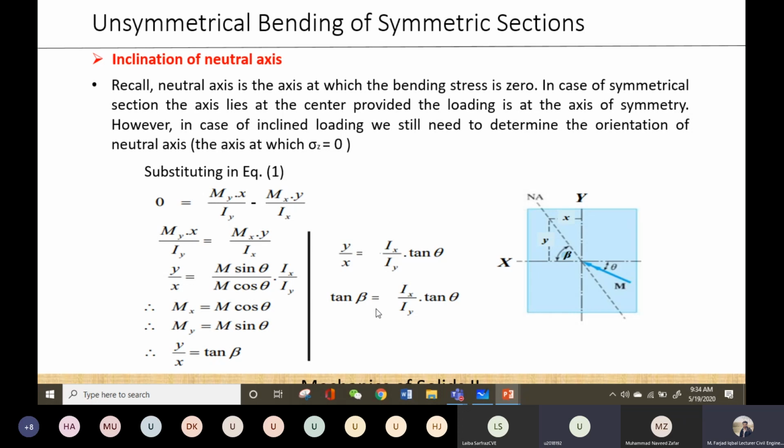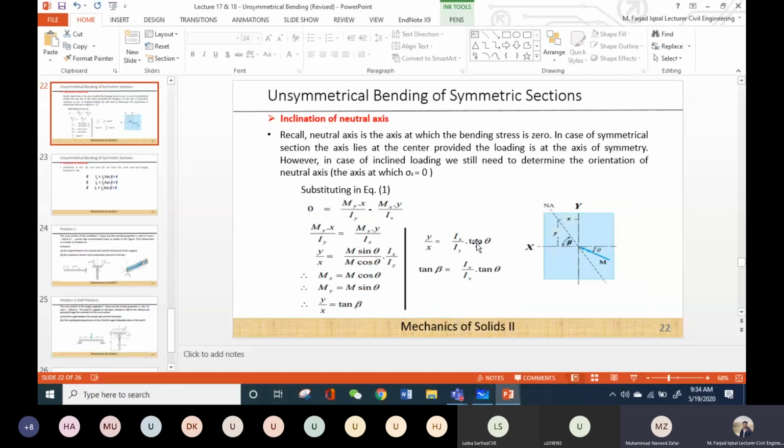In this one we simplified this formula and we got this final answer, that tan beta will be equal to Iz over Iy tan theta. Sir, you are putting the moment here? No, I'm not putting in the moment. I'm just putting in I, and I is given in the question. I am calculating first this tan theta, this angle theta.